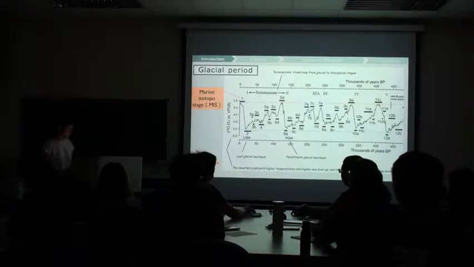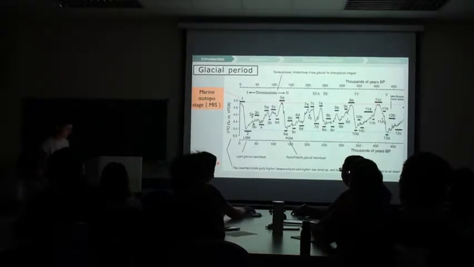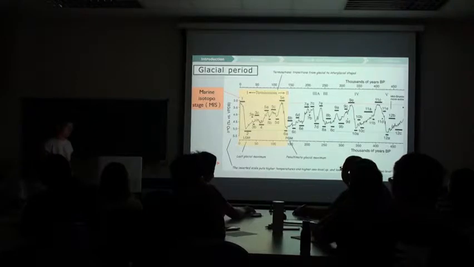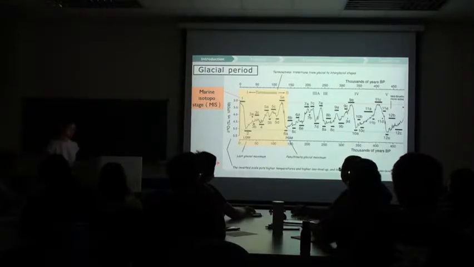The number is marine isotope state, and we also call it MIS1. Our research covers MIS6 to MIS1, and we also cover termination 1 and termination 2. A termination is a transition from a glacial to an interglacial stage.